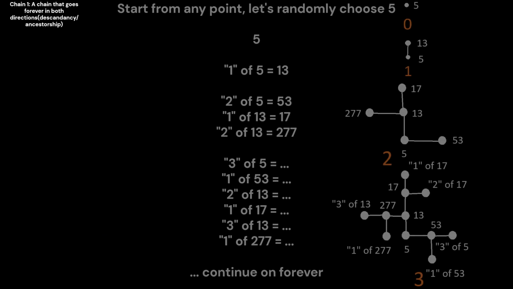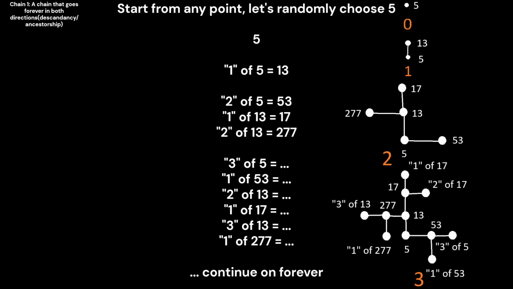Start with 5. The first ancestor of 5 is 13. The second ancestor of 5 is 53. The first ancestor of 13 is 17. And the second ancestor of 13 is 277. And we can just keep applying these rules indefinitely.